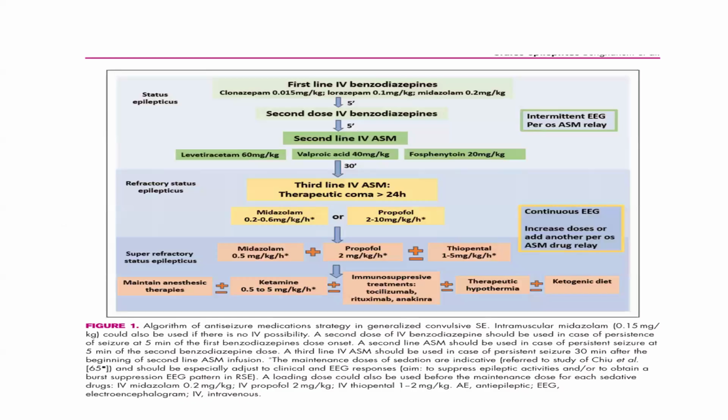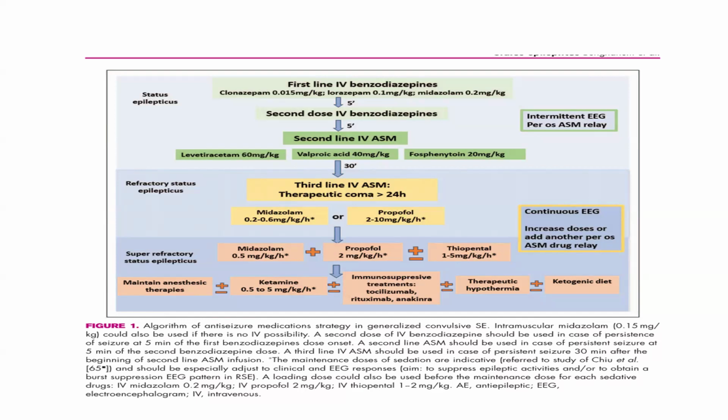If I want to summarize all the treatment of status epilepticus, we can summarize like this. If we have diagnosed status epilepticus, we can start with first line IV benzodiazepine like clonazepam 0.015 mg per kg. We can also start lorazepam 0.1 mg per kg or midazolam 0.2 mg per kg. If the seizure is not controlled, we can start second line therapy like levetiracetam 60 mg per kg, valproic acid 40 mg per kg, or phosphenytoin 20 mg per kg.